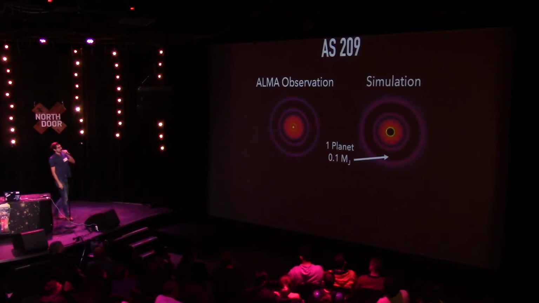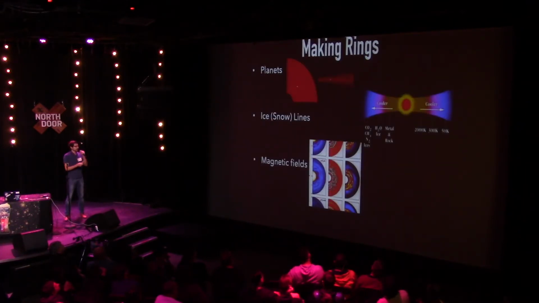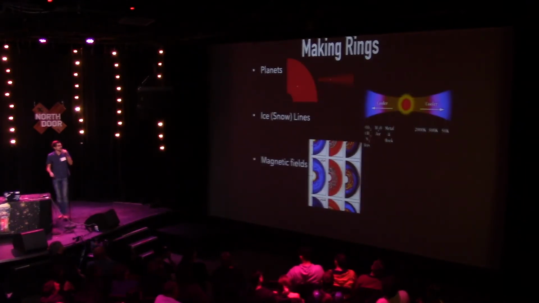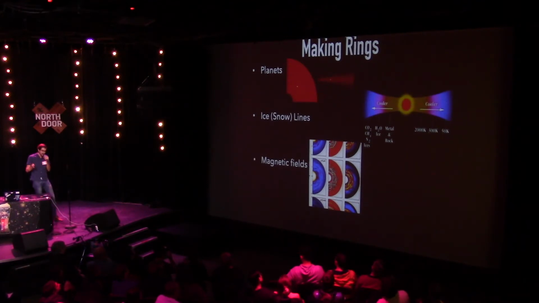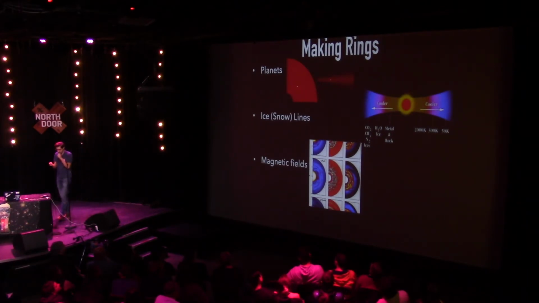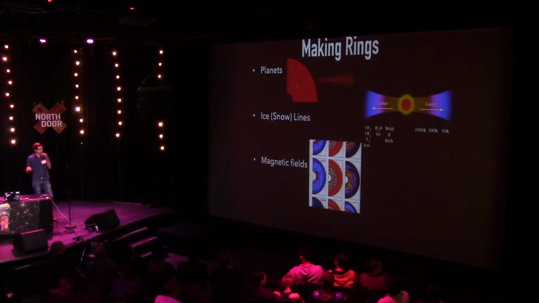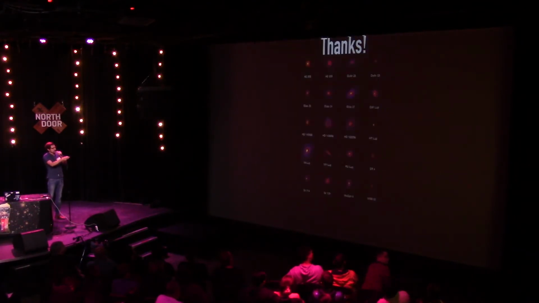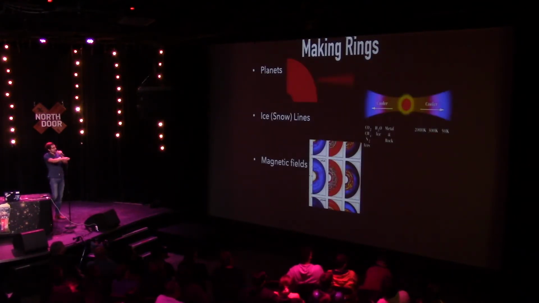Okay, so I know you're all super excited. We solved all the problems. But I do kind of want to caution you a little bit. There are some other ways that we can create these rings. Planets are probably the best way, or the most viable way, that we can form the variety of rings that we've seen so far. But ice lines are also a possibility.